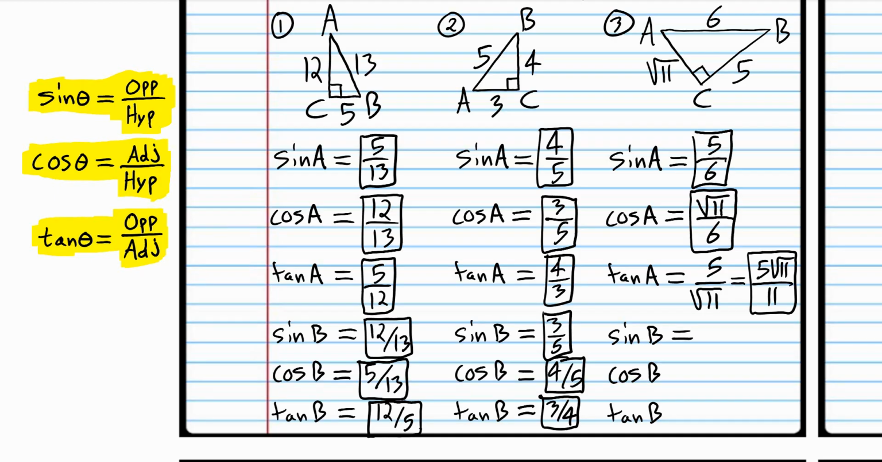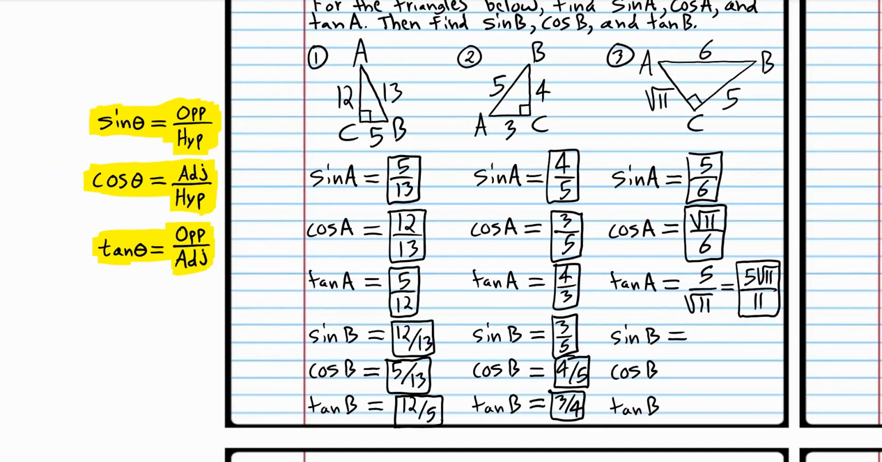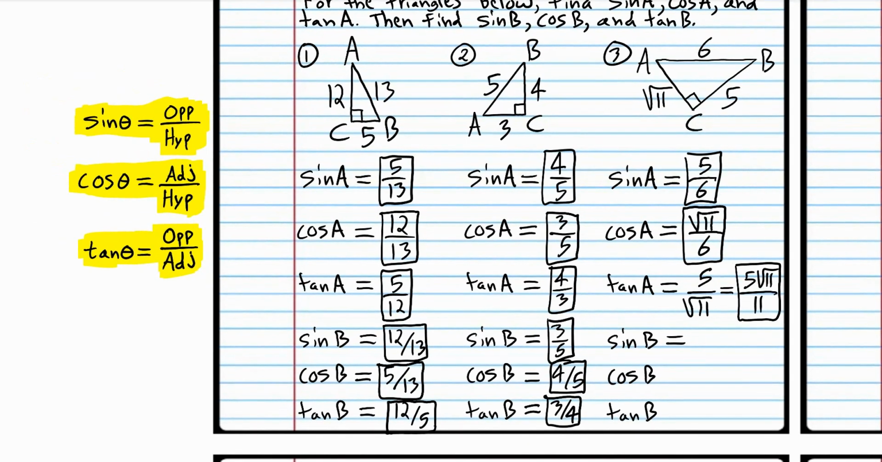So, see if we got that right. Everything looks right. Sine B is going to be opposite. Now we're going to change the angle. Now we're doing B. So opposite, sine is opposite over hypotenuse, so opposite of B is root 11. And the hypotenuse is 6, so we have root 11 over 6. And cosine B, that's 5 over 6. And tangent B is root 11 over 5.